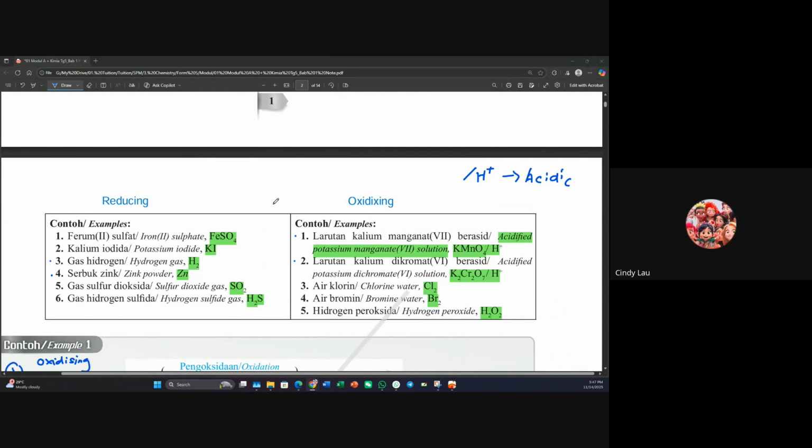Okay, let's see some examples. Let me summarize again. We are talking about redox reaction. Redox reaction is a process where actually every single chemical reaction will involve redox. So in redox, two things happen simultaneously: reduction and oxidation.